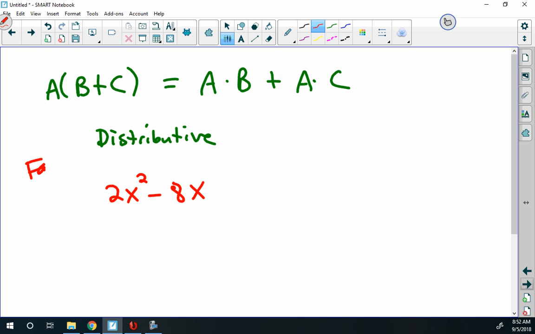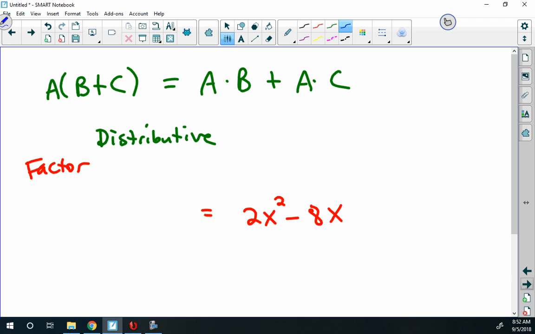Were you ever asked to do this? To factor? We're going to be doing that in chapter 4. And factoring uses the distributive property, just in the inverted order. With factoring, you start with this kind of stuff, and you have to end with this kind of stuff, right?